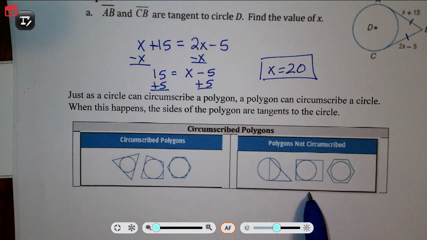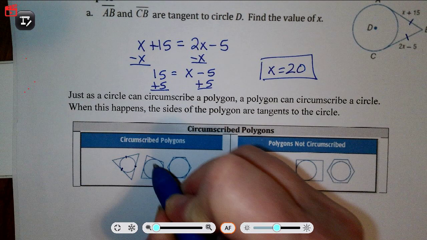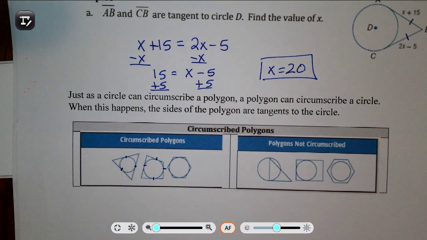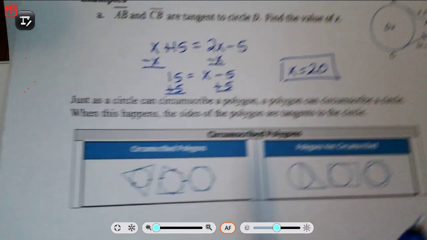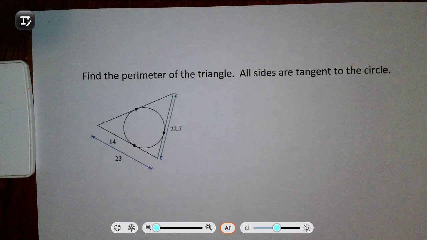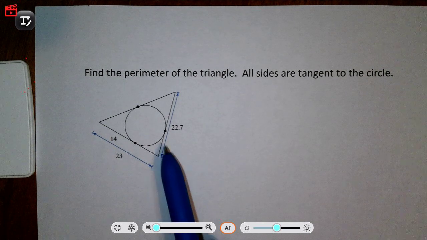Notice that all of these are touching the circle at a particular point, okay? These ones here, the circle, these do not have anything to do with tangents, so those would not be good examples. These are what we're looking at. All right, so what do I do with that? Say I want to find the perimeter of the triangle, and all the sides are tangent to the circle. We know that the triangle is circumscribing the circle.